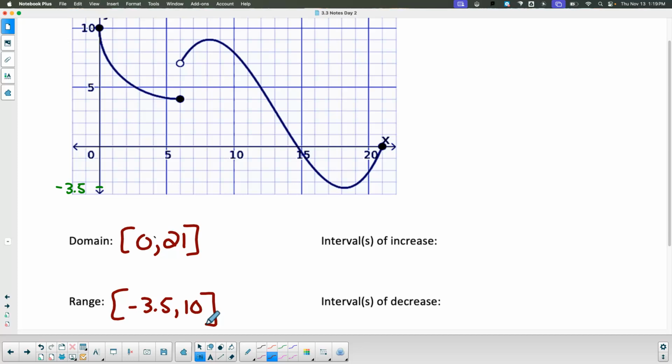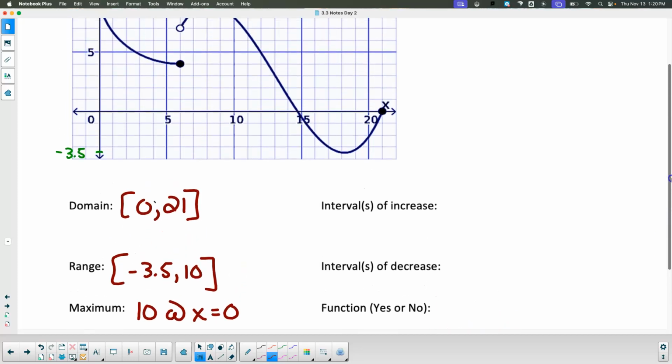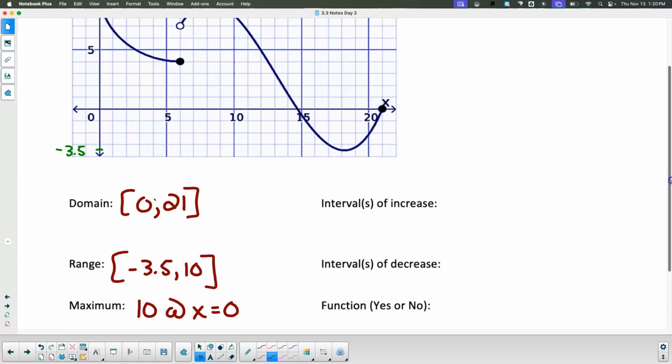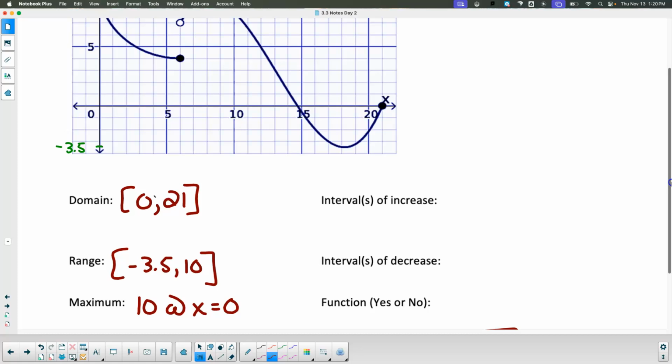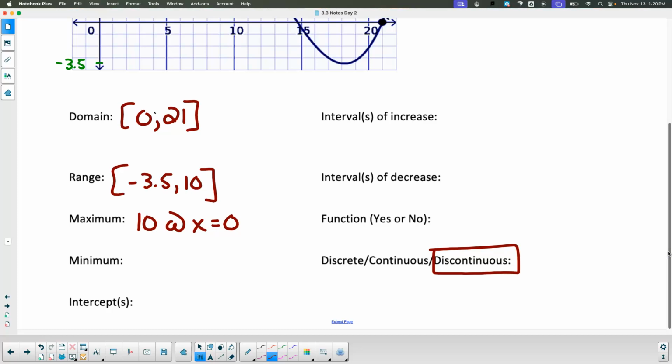Maximum? 10 at x equals 0. Minimum? Negative 3.5 at x equals 18. 18 or 18.1? 18.1, because it's a little bit past it, isn't it? Yeah, I wouldn't go necessarily 18 there. So we said that was negative 3.5 at about x equals 18.1.